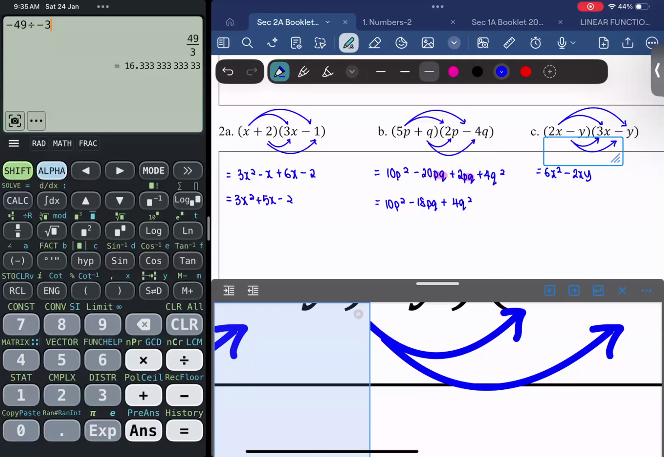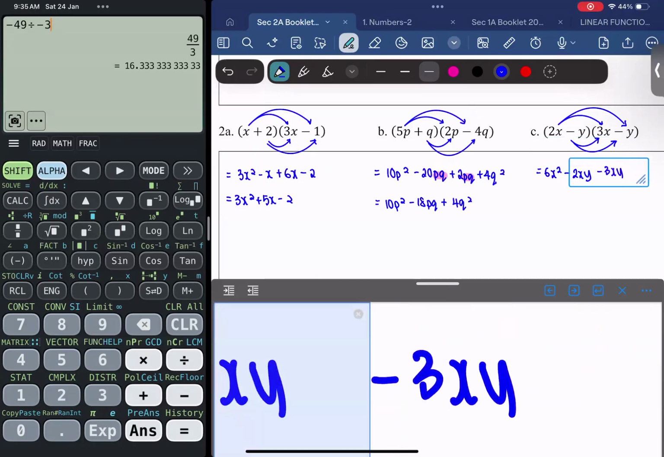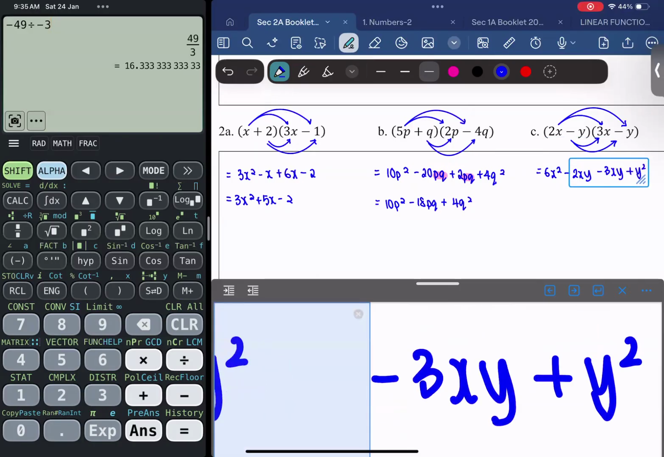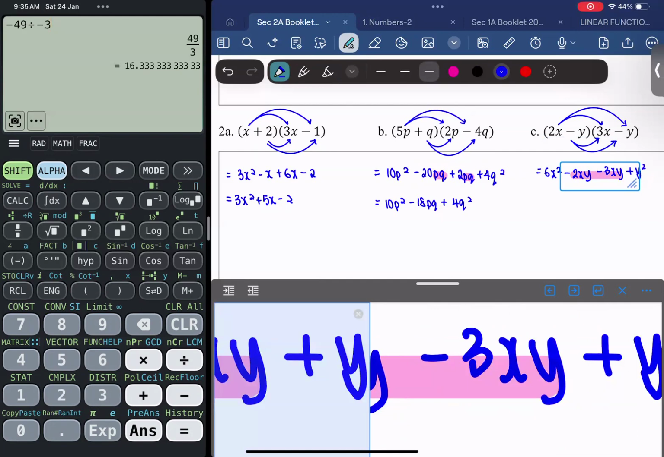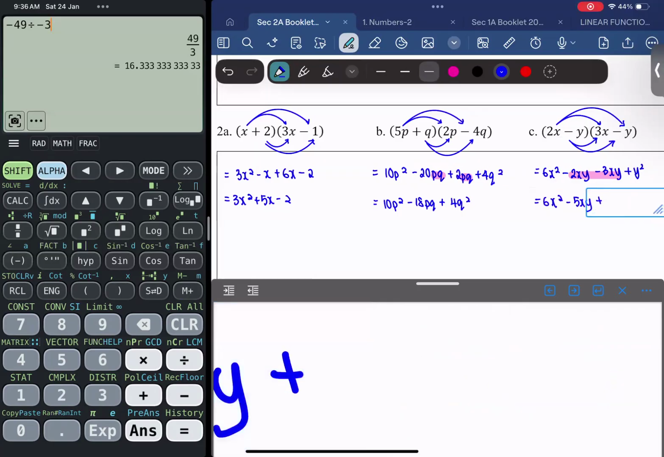Yes, very good, Bernice. Yes, very good, Melanin. Okay, very good, Chen Yi. Okay, so basically you should get a negative 3xy positive y squared. Then don't forget that you can simplify this: 6x squared minus 5xy plus y squared.